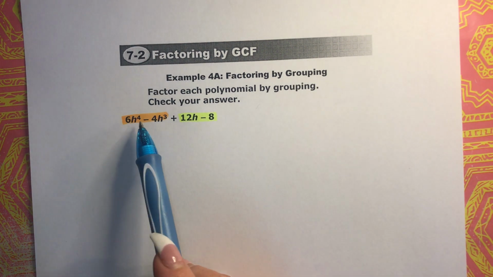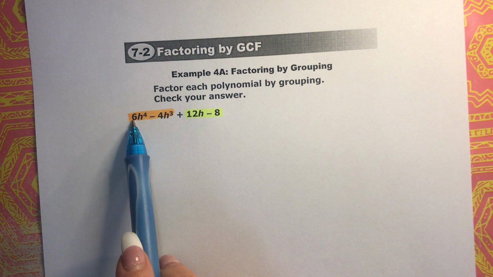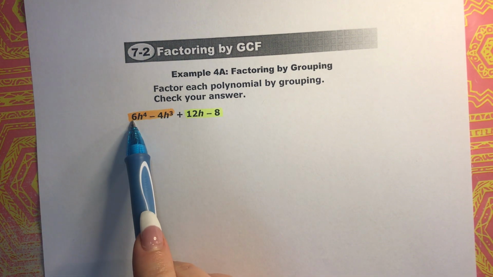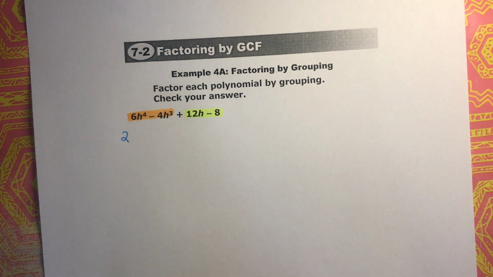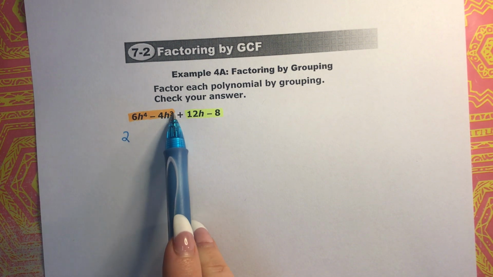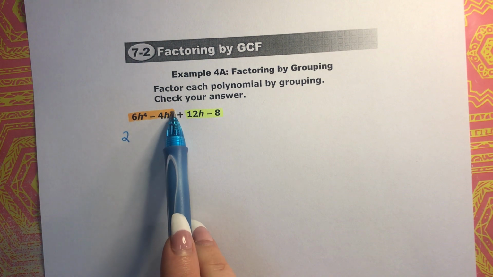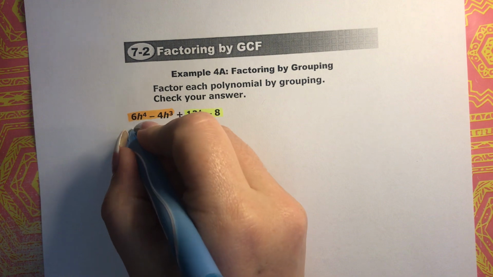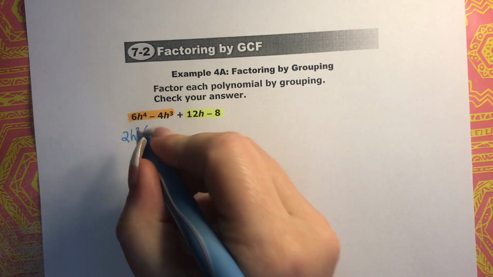First I'm going to look at the numbers. What's the greatest common factor between 6 and 4? The greatest number that goes into 6 and 4 would be 2. So we're going to factor out a 2, like that. And then we're going to look at the variables, h's. What's the greatest common factor here? The common factor is obviously h, and the greatest amount of h's that go into both would be h cubed. So that's what I'm going to factor out.